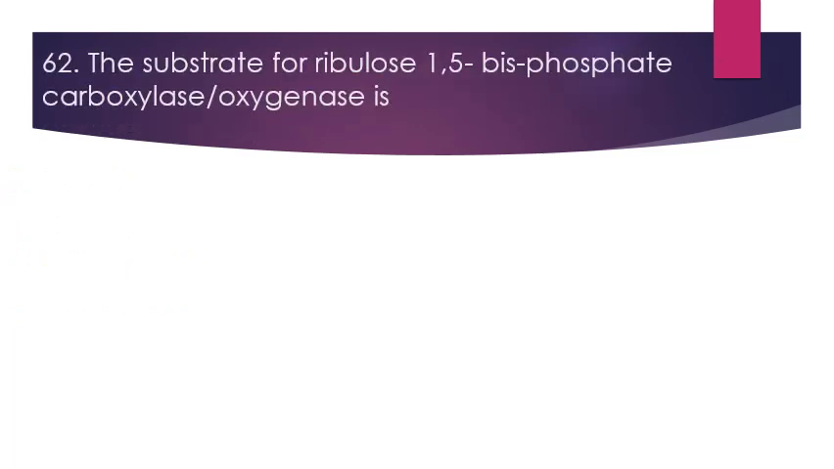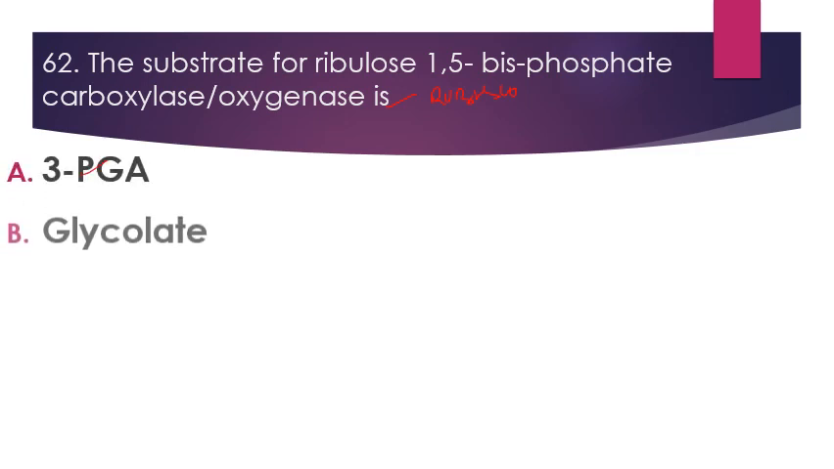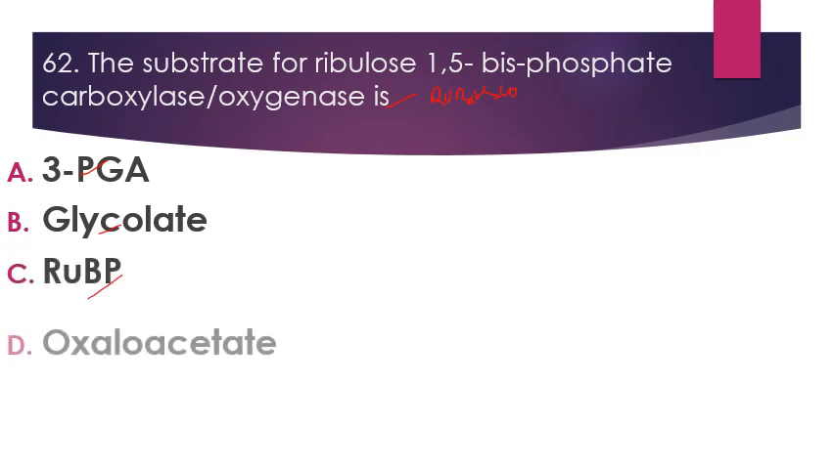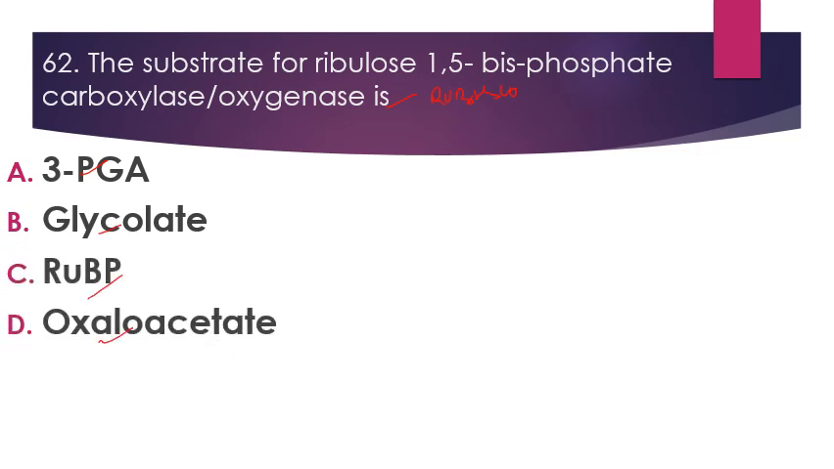The next question is, substrate for ribulose 1,5-bisphosphate carboxylase oxygenase. This is Rubisco, which is the most abundant plant protein on Earth's surface. Its substrate is 3-PGA, glycolate, RuBP, or oxaloacetate. The right answer is RuBP, that is ribulose 1,5-bisphosphate.